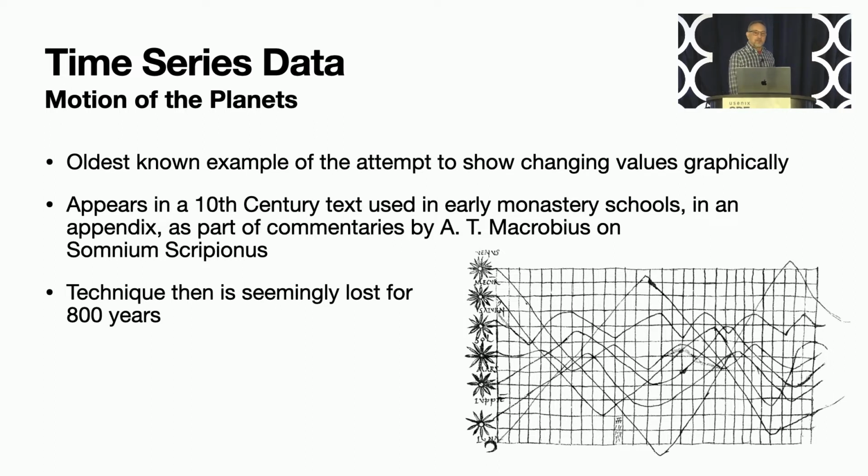This is the first supposedly known example of the attempt to show changing values graphically over time. It was in a 10th century manuscript, and it was really stuck in the back. It was part of an appendix. The appendix had a bunch of commentaries by Cicero, and this apparently got scribbled into the margins, but it got circulated around a lot in monasteries and the schools of the time. But the technique seemed to get lost after that.